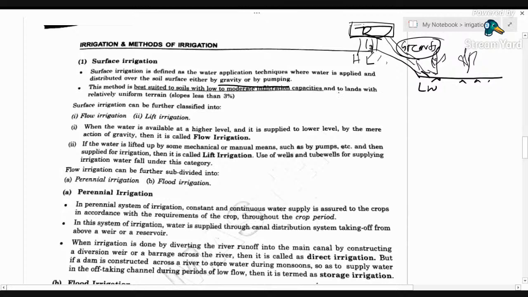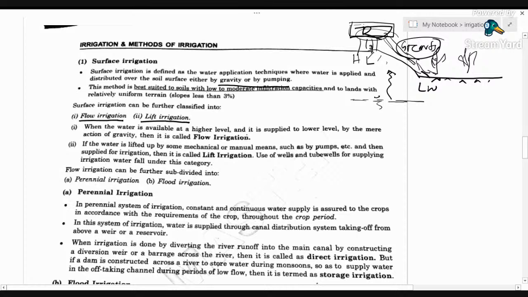Or we can also supply water to the ground surface by means of lift irrigation. Suppose there is the groundwater table; we can make some mechanical arrangement, design a pump, lift this water, store it here, and supply this water to the plant surface. Surface irrigation is generally divided into two types. The first one is called flow irrigation, and the second one is lift irrigation.